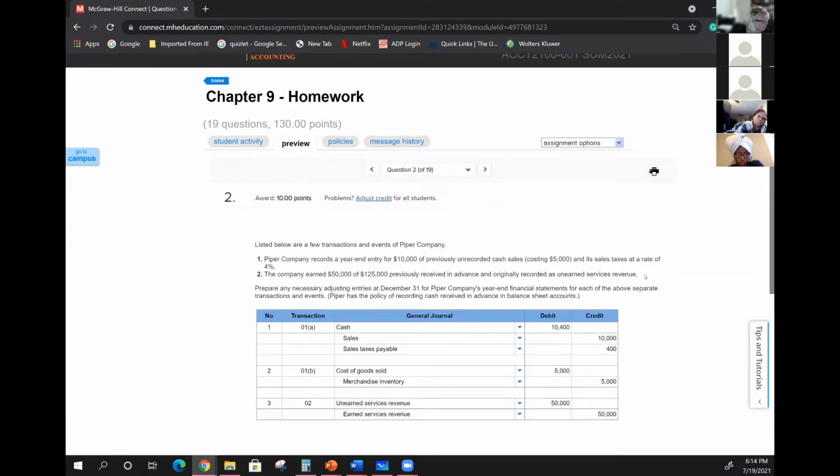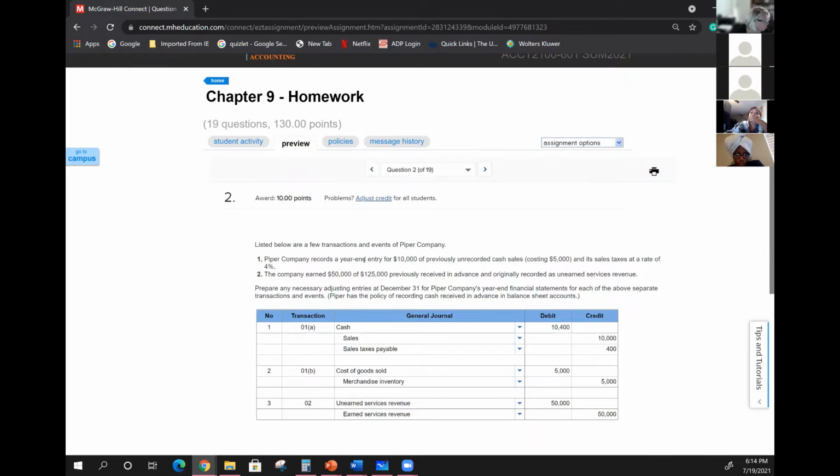So I'm seeing that we have a cash sale, we have sales tax payable, and then I also see that we have some unearned revenue. All right, prepare the necessary journal entries at December 31 for Piper Company. Year-end financial statements for each of the above separate transactions.